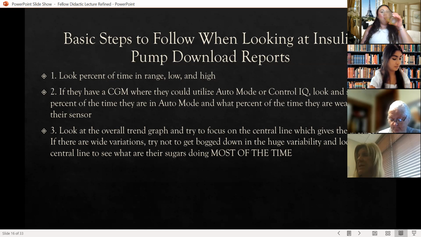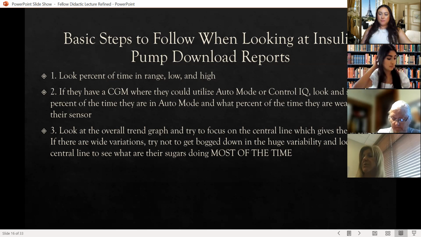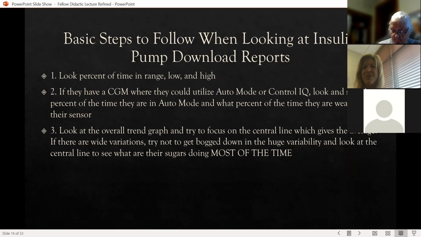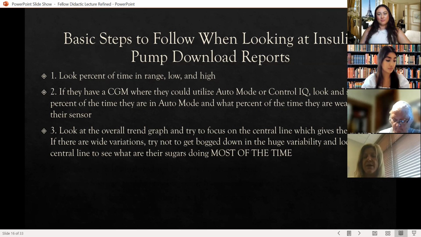If they are a pump patient that also has a CGM, then you're definitely looking for their sensor reports. And are they in auto mode? Are they in Control-IQ? Are they in manual mode? Are they wearing their sensor? Sometimes they have it and they don't wear their sensor. So that's another issue of how to look at these reports: do they have a sensor and are they wearing it?